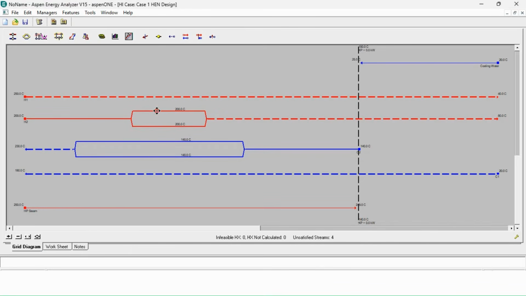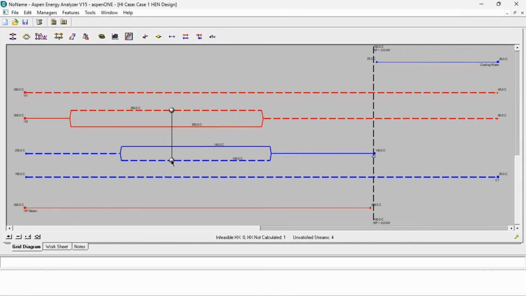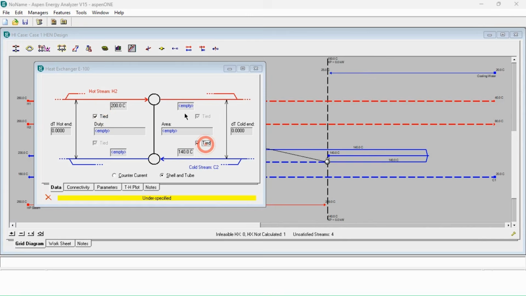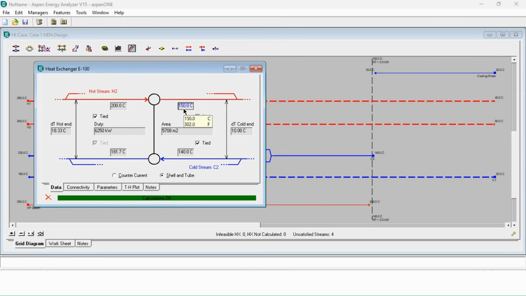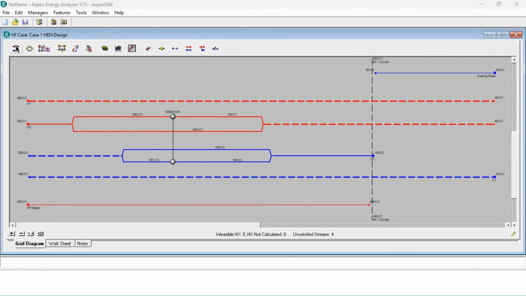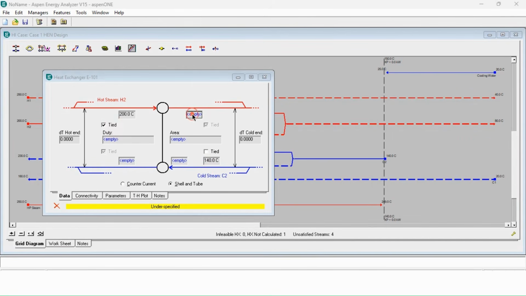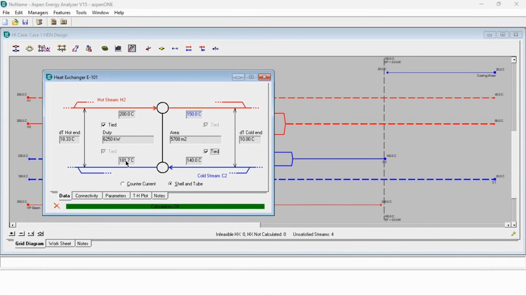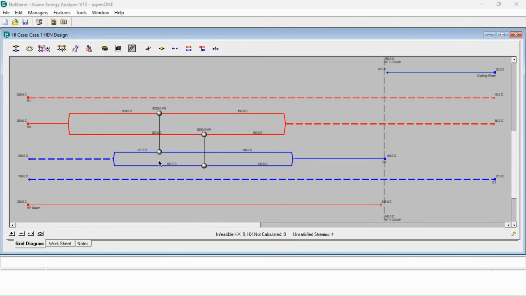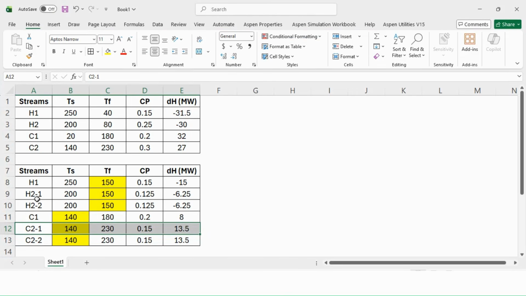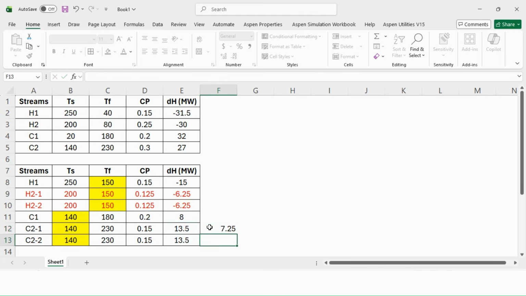So it means that H21 goes with C21. Double click on it, tie this one, and this one is also tied. It can go up to a maximum of 150 degrees centigrade and the final temperature is 181.7 degrees centigrade. Similarly, tying H22 with C22 in the same fashion, 150 degrees centigrade, 140 degrees centigrade, and the outlet temperature for both these streams is 181.7 degrees centigrade. Accordingly, these two streams are now utilized and do not exist in the system, while for these two streams, the load left is 7.25 megawatt.